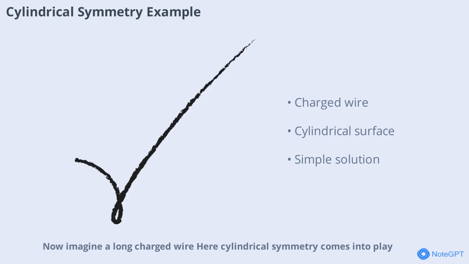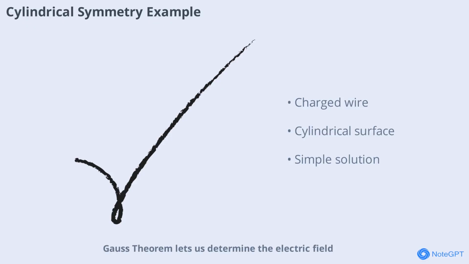Now, imagine a long, charged wire. Here, cylindrical symmetry comes into play. By choosing a cylindrical surface around the wire, Gauss' theorem lets us determine the electric field at any distance from the wire with remarkable simplicity.